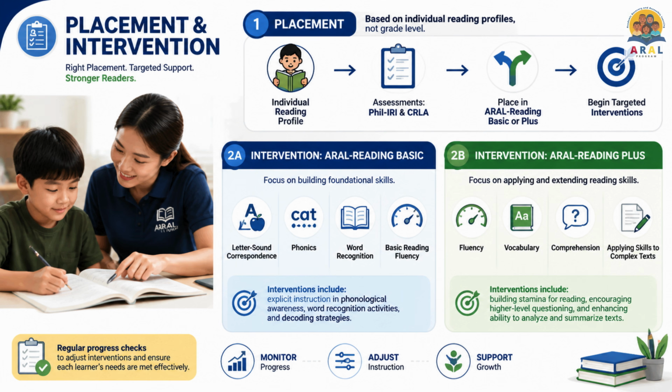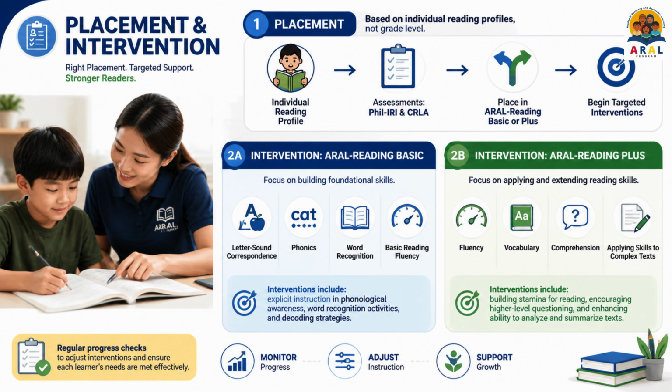For learners in ARAL Reading Basic, the focus should be on building foundational skills such as letter-sound correspondence, phonics, and basic reading fluency. Interventions should include explicit instruction in phonological awareness, word recognition activities, and decoding strategies. For ARAL Reading Plus, the focus should shift to improving fluency, vocabulary, and reading comprehension.